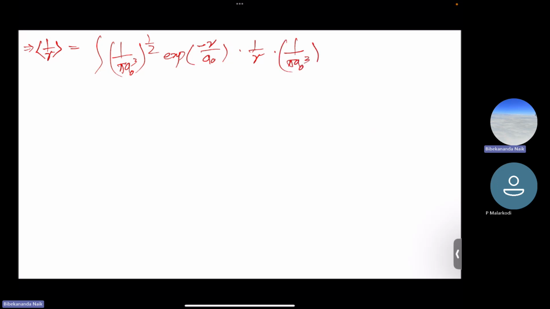So if we solve it, the expectation value of 1 by r will be equal to, so let's write, (1 by pi a0 cubed) to the power half, exponential minus r by a0, into 1 by r, into (1 by pi a0 cubed) to the power half, exponential minus r by a0, r square sin theta dr d theta d phi.